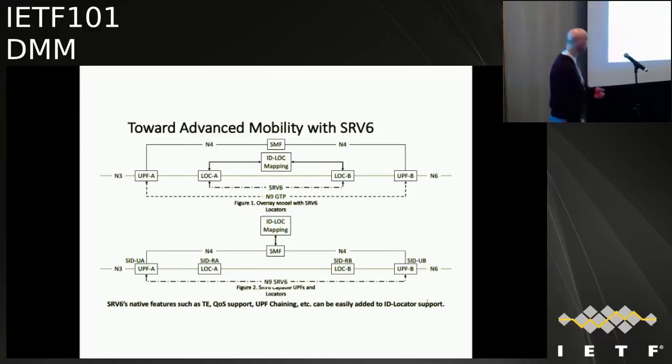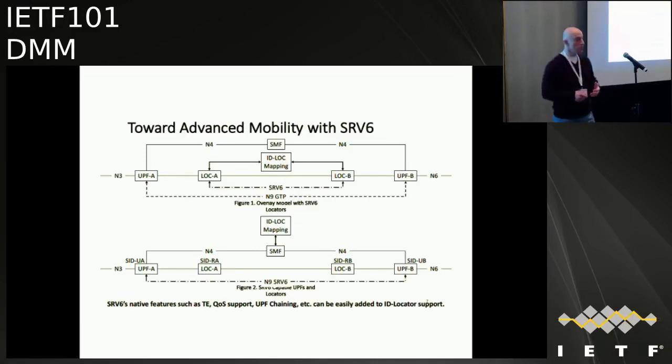The first option basically uses the UPFs as the IDs, but the IDs have no clue that they are running SRv6. They use GTP for the connectivity. The GTP gets intercepted by the locators, and the locators are the ones that are running SRv6. They use the ID-locator mapping system. That mapping system can be anything.